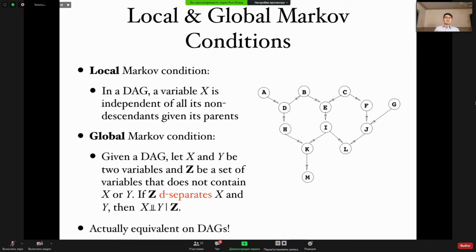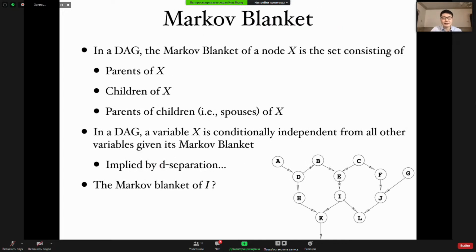Okay, so now we have two Markov conditions, the local Markov condition and the global Markov condition. If you are dealing with DAGs, then the two conditions are equivalent. So you can prove the global Markov condition by making use of the local Markov condition and vice versa. It's nice because now we can easily see conditional independence relations from graphs.